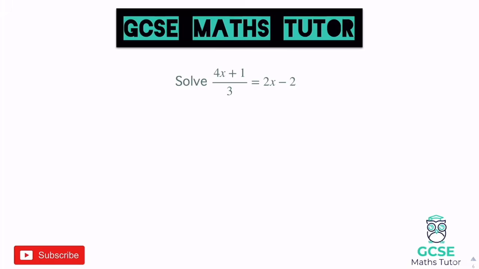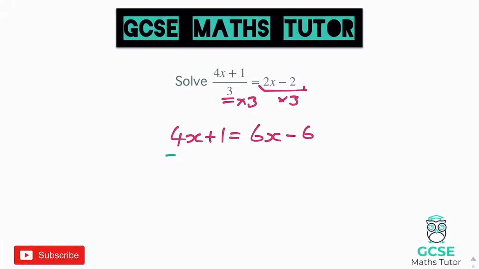Okay, so this looks a little bit trickier, but we're going to take exactly the same approach. First things first, we're going to have to get rid of this divide by 3. So times both sides by 3, and that's going to give us a single line equation to look at. The top doesn't change, we're just reversing that divide by 3, so 4x plus 1 equals, and then we're timesing both of these by 3, so we get 6x minus 6. And then we're just going to treat this just like we did in the earlier questions.